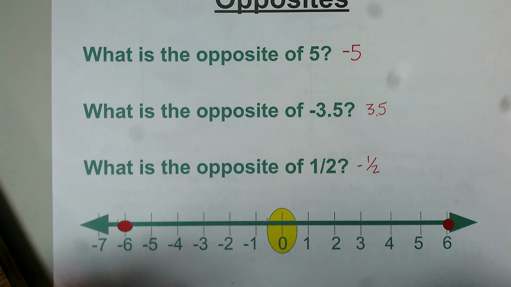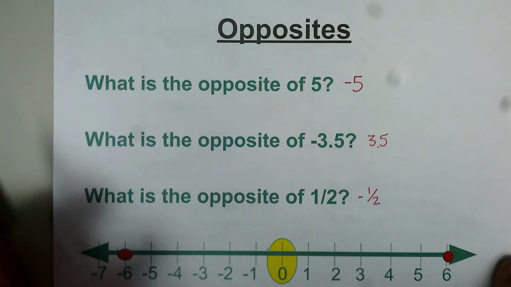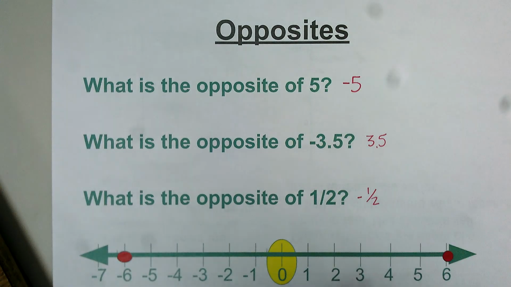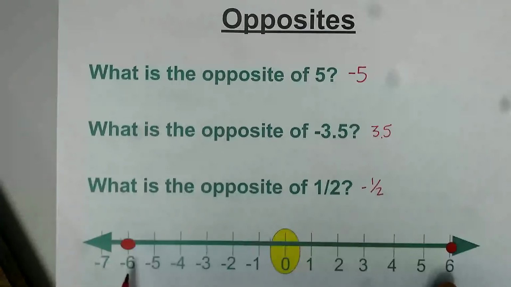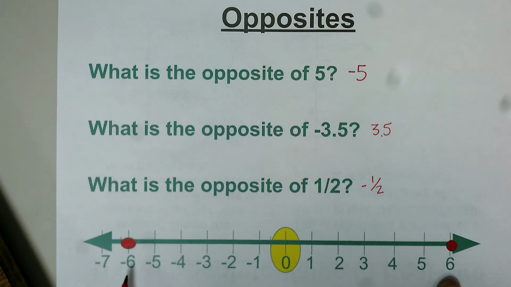That's a pretty easy concept, but you always have to remember the difference between the opposite and the absolute value. The opposites are the positive and negatives of each other, and the absolute value is the distance from 0. So 6 and -6 are opposites, but they both have the same absolute value.